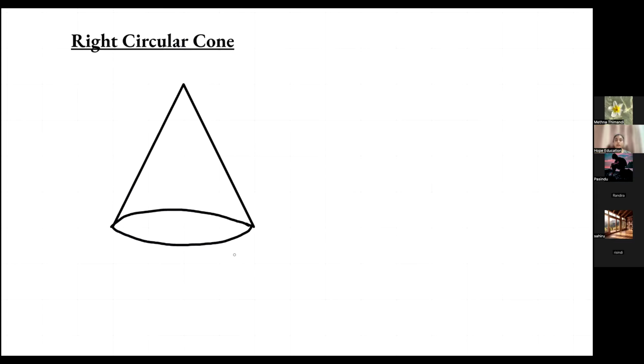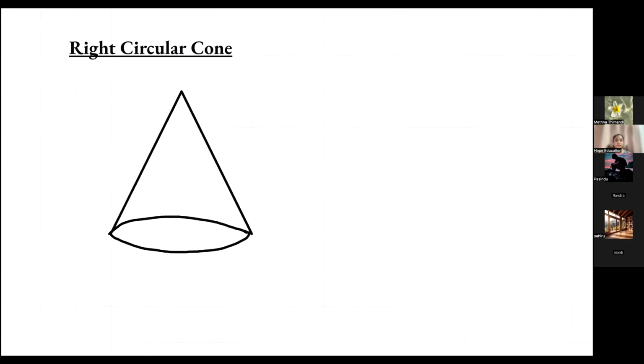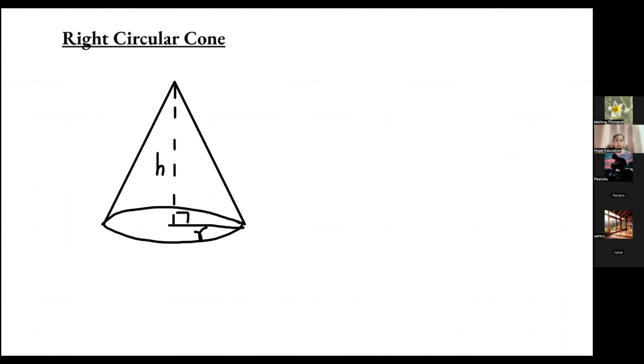So this is a right circular cone. I will say the radius of this circular part is R, and the perpendicular height is H. Let me mark these dimensions.